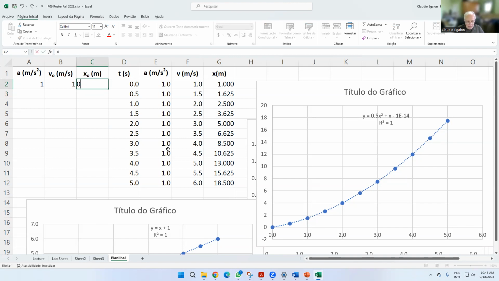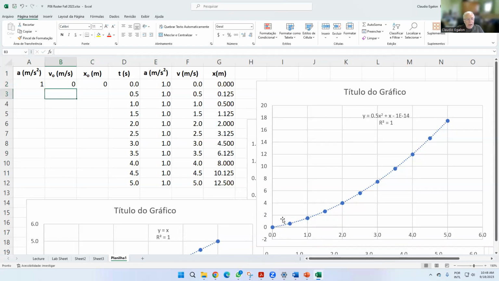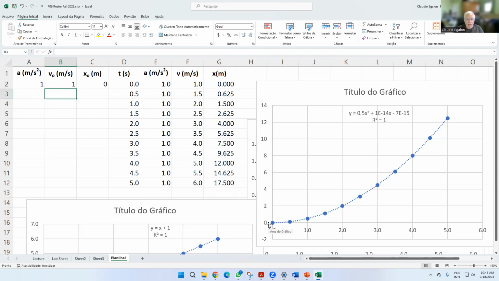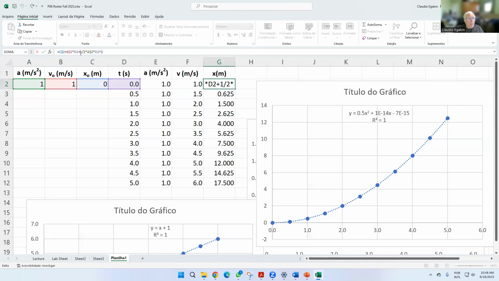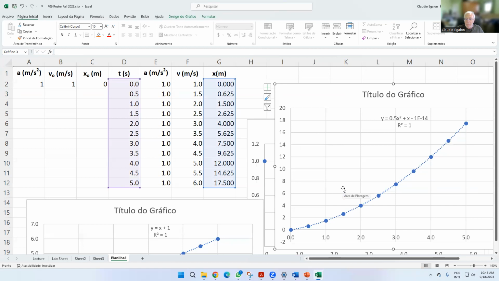So what changed in this graph when I change it from 0 to 1? Watch this graph closely. What changed here is going to be the slope. What changed in this case was the slope. That's what happened here.